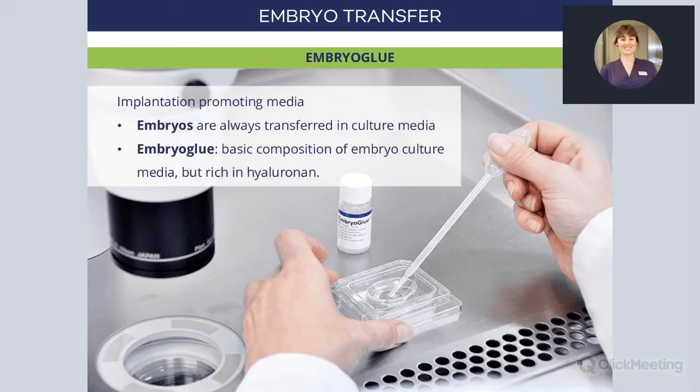So finally, I'm just going to speak about one more technique, which is related to embryo transfer. Embryos are always transferred with some culture media, and EmbryoGlue is basically a media which is rich in hyaluronic acid. So this makes the media a little bit more viscous, and the idea is that it will help the embryo stick to the endometrium. Hyaluronic acid is a molecule that is present in the extracellular matrix of most cells in the body. It's a natural component.